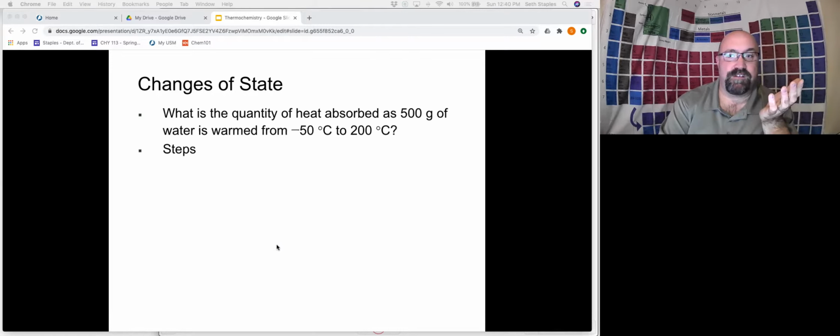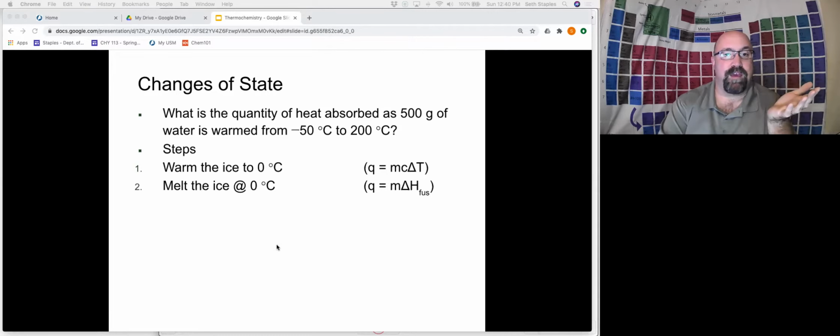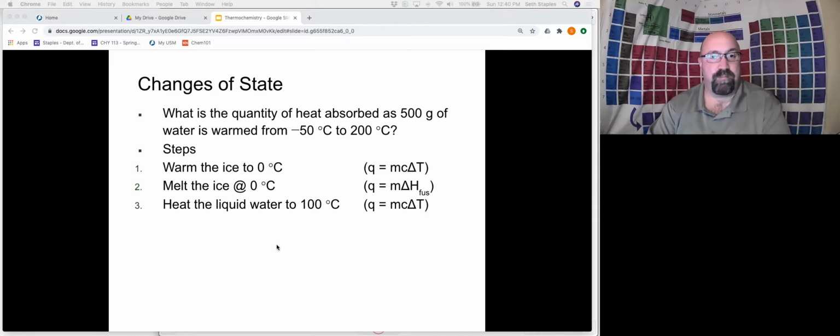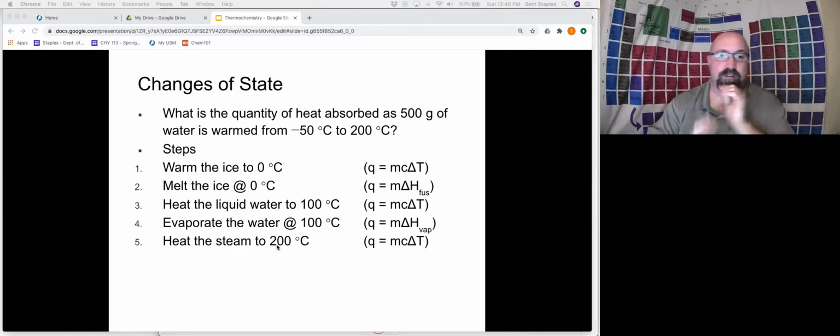And so if we just go back and look at our steps, remember step one was we're going to warm the ice up to 0 degrees C. So we're just going to use our Q equals mc delta T. Our next step was to calculate the energy required to melt all of the ice. So now we're going to use our Q equals m times the heat of fusion. Third step was heating our liquid water, so that we're back to Q equals mc delta T. Then evaporating our water, changing the water from the liquid to the gas phase. Our Q is going to equal mass times the delta H of vaporization. And then finally, heating the steam, we're back to Q equals mc delta T.